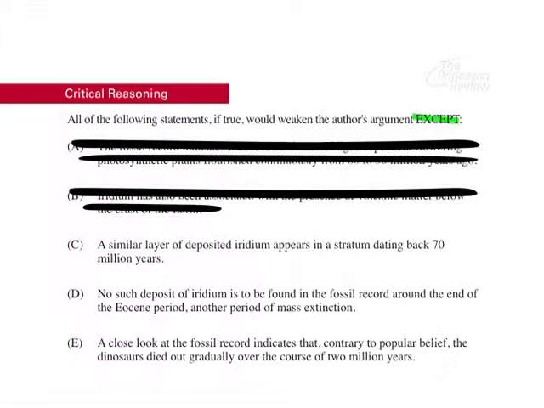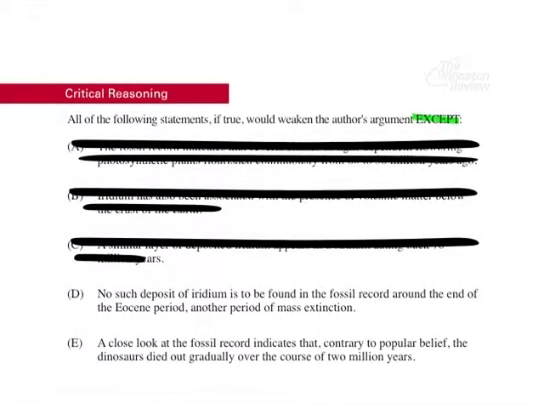C. A similar layer of deposited iridium appears in a stratum dating back 70 million years. If answer choice C is true, then there were other iridium layers during the time when the dinosaurs were around. Then the presence of iridium doesn't conclusively prove that there was a meteorite. Thus, we can eliminate C.